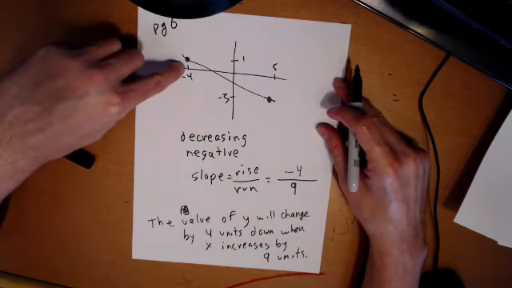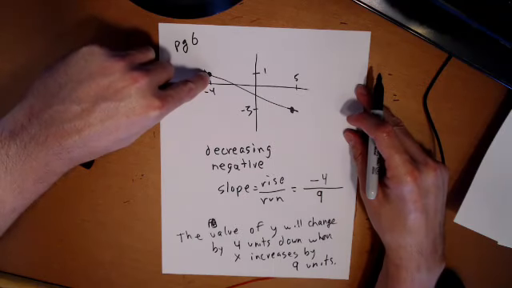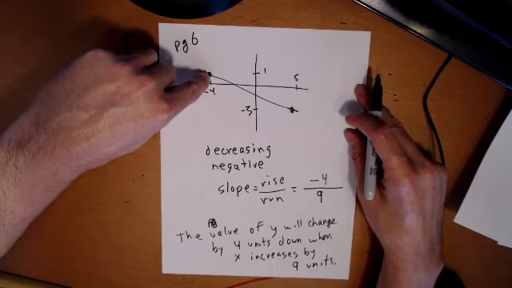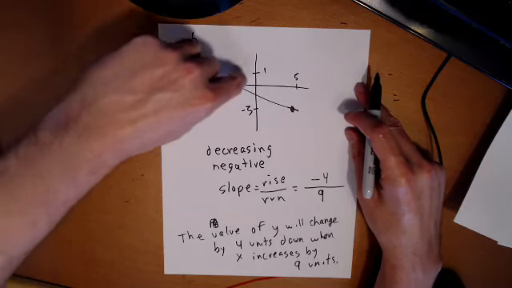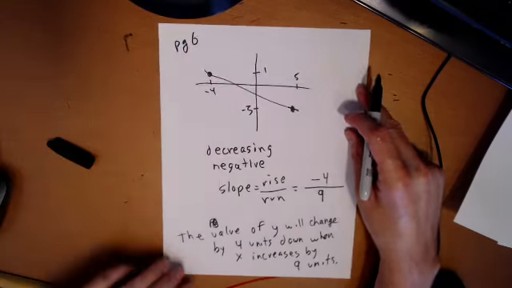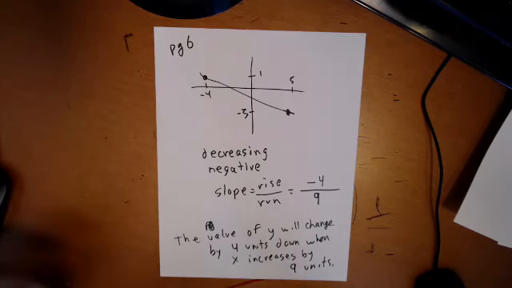So if x increases, so here's my point, if my x increases, the value of y will change by 4 units down when x increases by 9 units. So if x increases 9 units, the y will go down by 4. That's not a very good sentence, but I'm just copying what they had before.